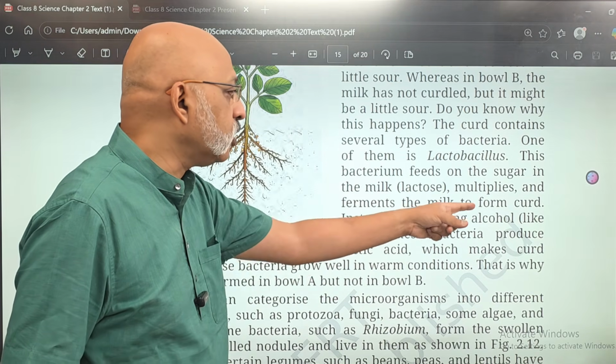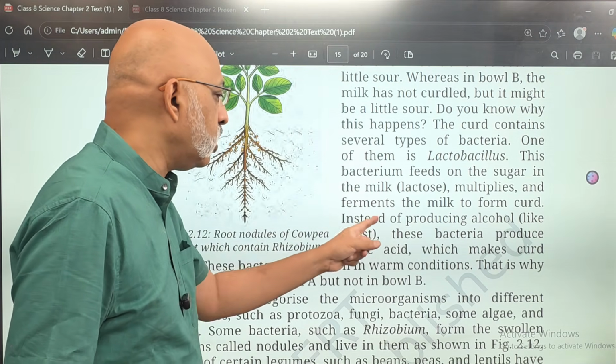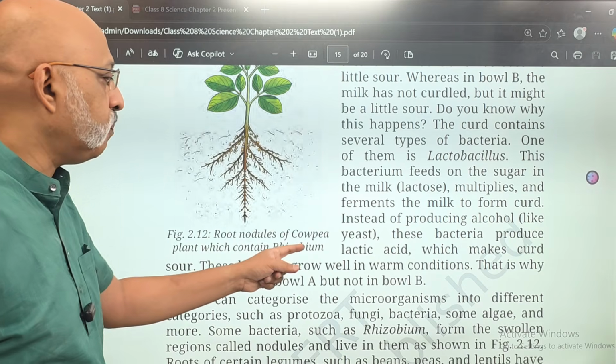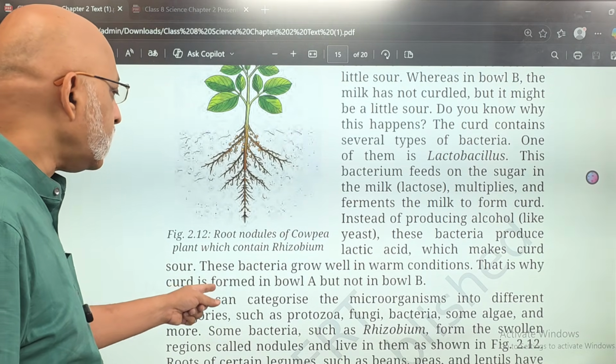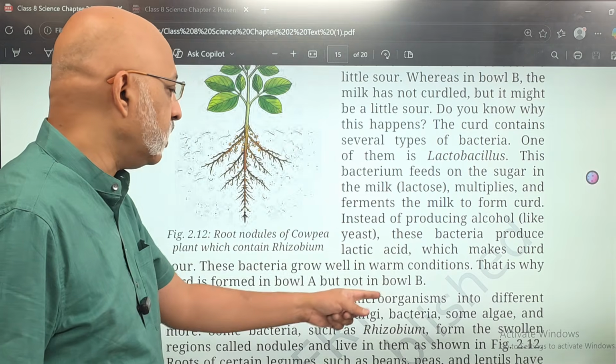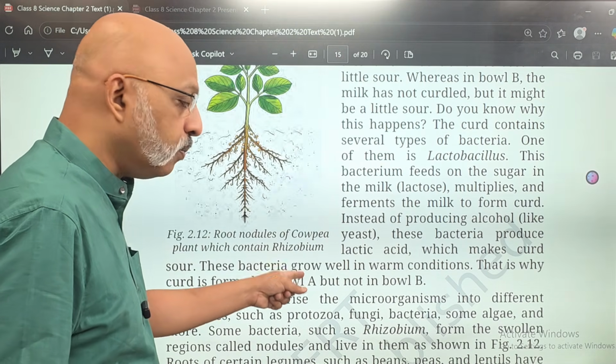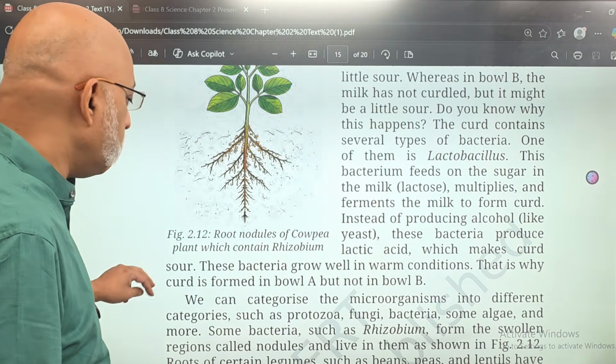It multiplies and ferments the milk to form curd. Instead of producing alcohol like yeast, these bacteria produce lactic acid, which makes the curd sour. These bacteria grow well in warm conditions. That's why curd is formed in bowl A, but not in bowl B.